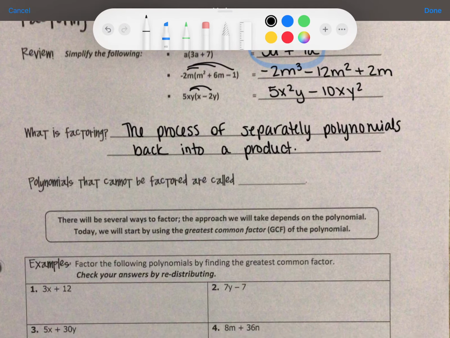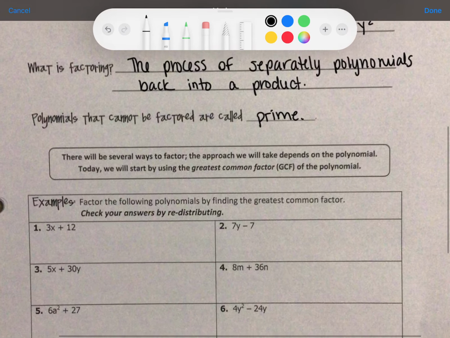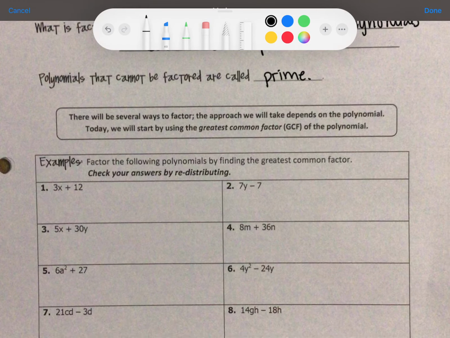Polynomials that cannot be factored are called prime. It's a rare occurrence, but it does happen. As a matter of fact, on this worksheet, there's only 1 problem out of all 24 that was considered prime. All right, so there's several ways to factor. The approach we will take depends on the polynomial. Today we were going to start by using the greatest common factor of the polynomial, and then we'll talk tomorrow about difference of squares, and then we will do trinomials, and then we will talk about 4-term polynomials. So it depends on what type of polynomial you have, depends on what method you'll use to factor it.